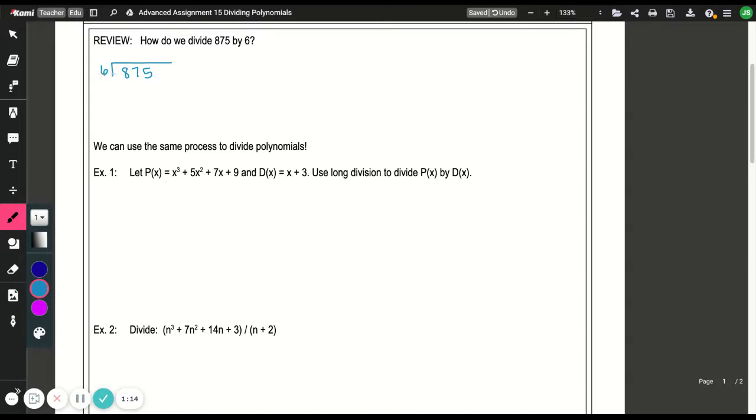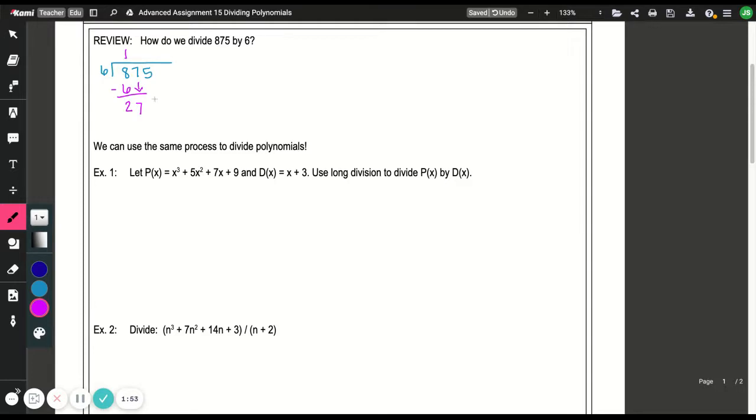Remember that we only focus on one number at a time here. So we ignore the 7 and the 5 to begin with. How many times does 6 go into 8? Or what do we multiply 6 by? That would be 1. Once you find that number, then you actually multiply it. So 1 times 6 is 6, and that lines up under here. And then we subtract. 8 minus 6 is 2. And I bring down the next number.